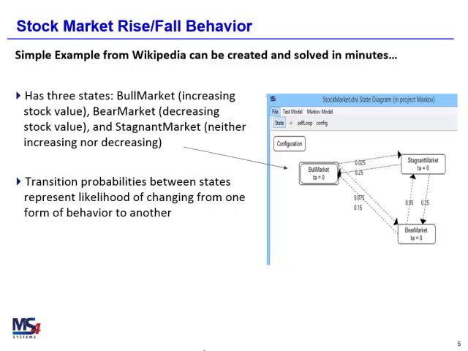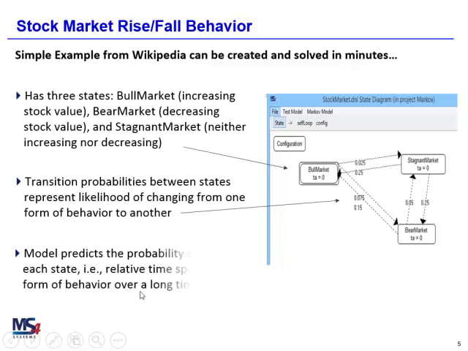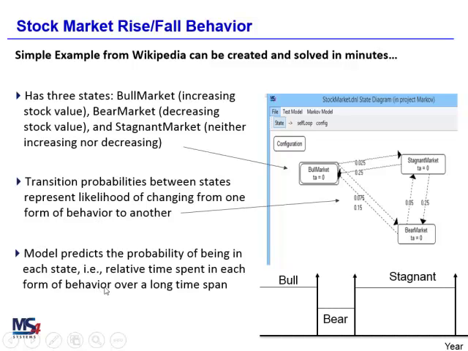Transition probabilities between states represent the likelihood of changing from one form of behavior to another. Here are the states, and these are the probabilities of transitioning between states. The resulting model predicts the probability of being in each state, that is, the relative time spent in each form of behavior over a long time span.